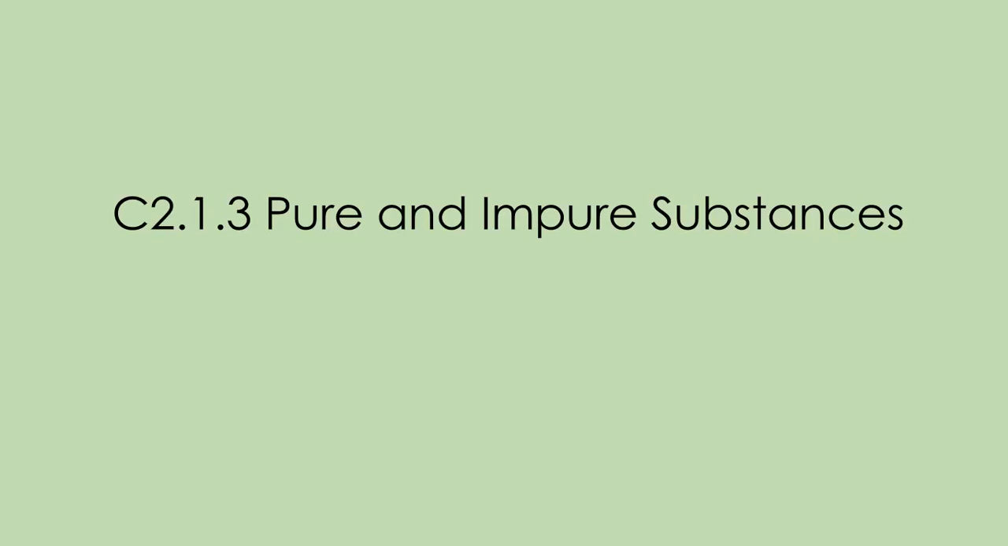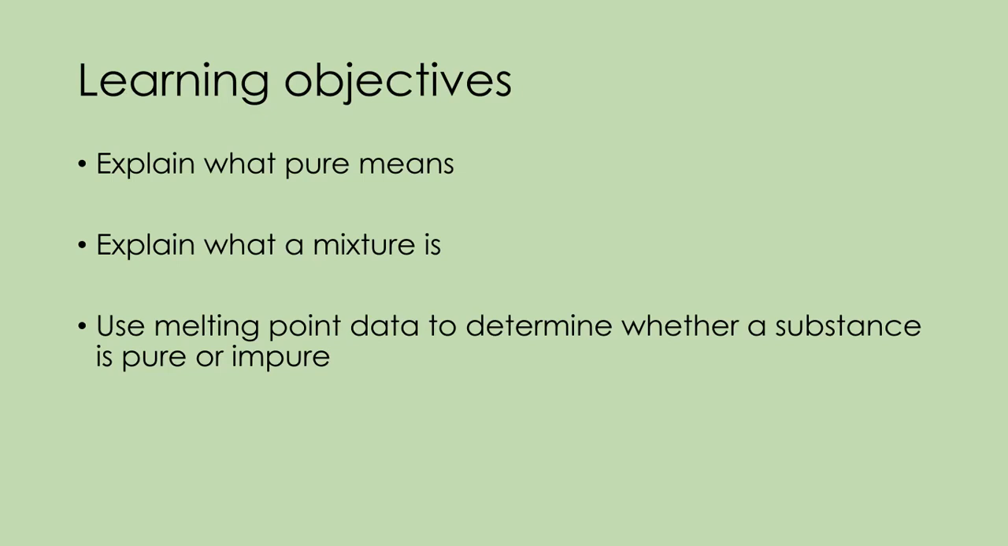Welcome to C2.1.3 Pure and Impure Substances. So today's learning objectives are to explain what pure means, explain what a mixture is, and to be able to use melting point data to determine whether a substance is pure or impure.